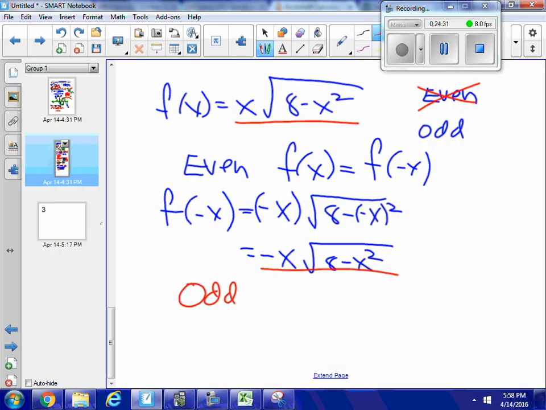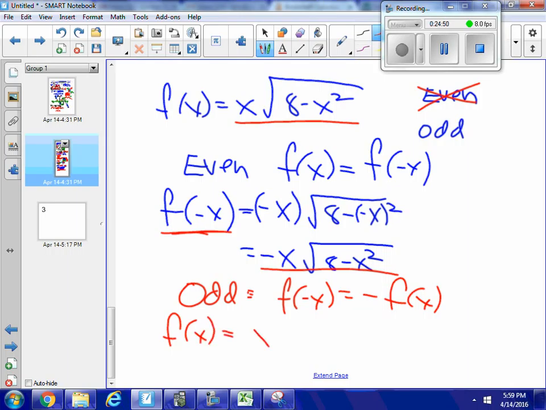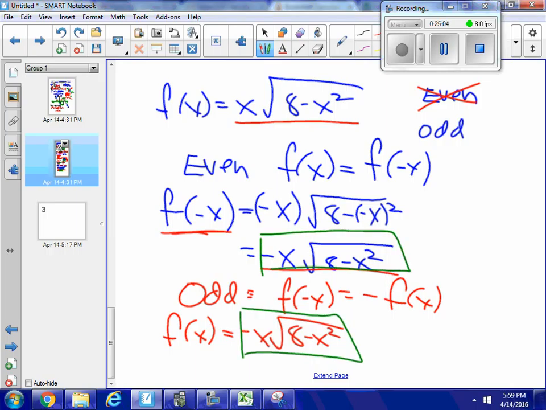But is it odd? Odd functions are where f of negative x, which we just found, is equal to negative f of x. Well, what is negative f of x? If f of x is equal to x times the square root of 8 minus x squared, negative f of x, I just stick a negative sign in front of it. And sure enough, this is equal to that. They're the same things. This is an odd function.